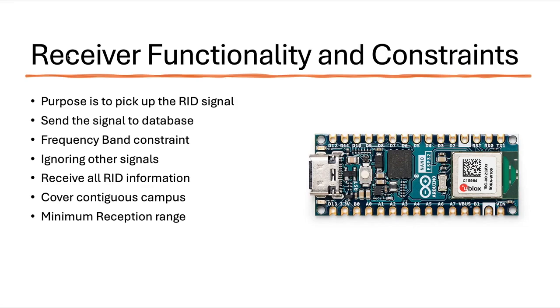Okay. Now, the way we're going to receive the signal is we're going to use the Arduino Nano ESP32, and this uses an ESP32 Wi-Fi and Bluetooth module to pick up Wi-Fi and Bluetooth signals, and so it's going to be able to pick up the RID signal, and then we're going to use Python to encode it onto the microcontroller to send the data over the network to the database subsystem.